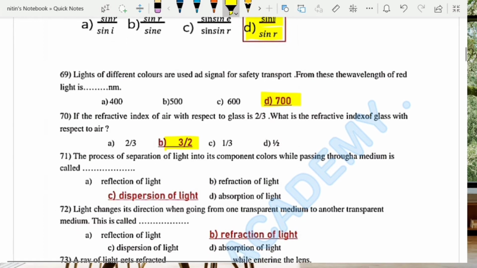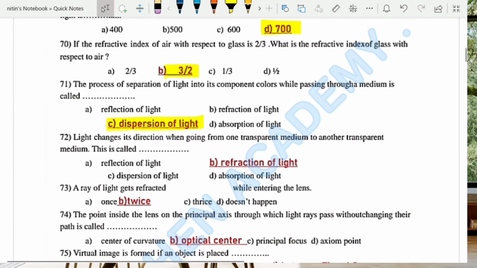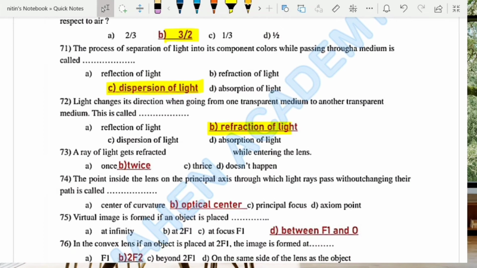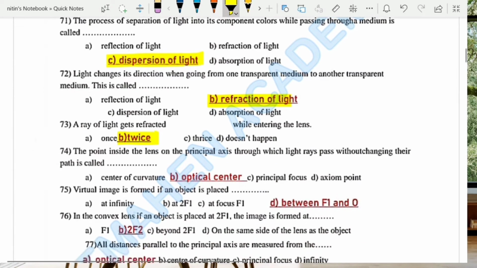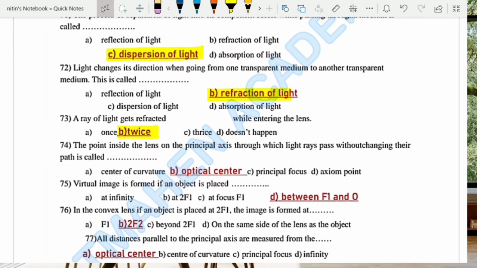The process of separation of light into component colors while passing through the medium is called dispersion of light. The change in direction of light when going from one transparent medium to another transparent medium is called refraction of light. A ray of light gets refracted twice while passing through the lens. The point inside the lens on a principal axis through which rays pass without changing their path is the optical center.